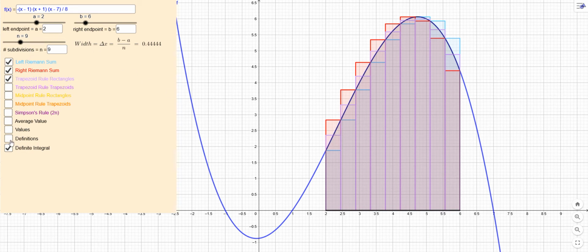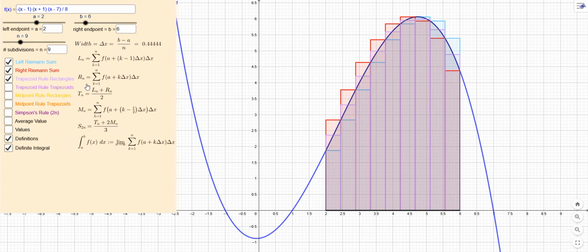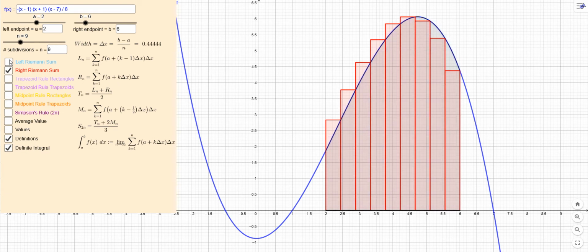In fact, let me go ahead and show you the definitions of these things. So here's the left Riemann sum and the right Riemann sum. Let's back up just a little bit. So here's the right Riemann sum, and here's the formula for it right here. We're summing the areas of n rectangles. So the sum is going to go from k equals 1 to n. All of them have the same delta x, which is given by this formula, b minus a over n.